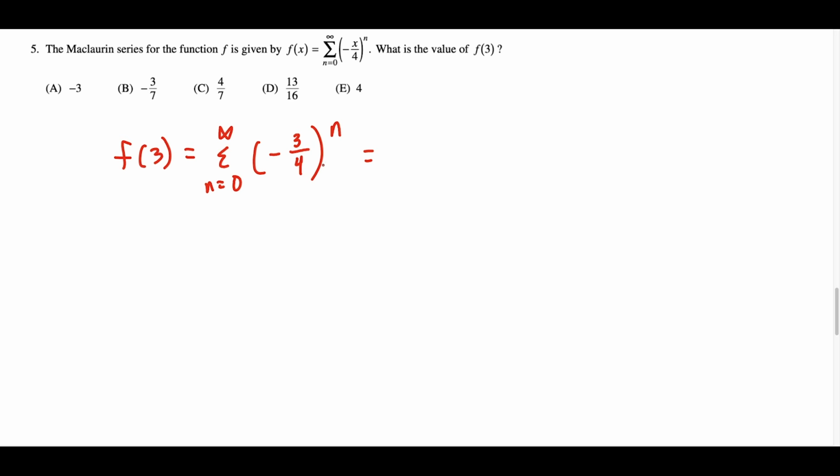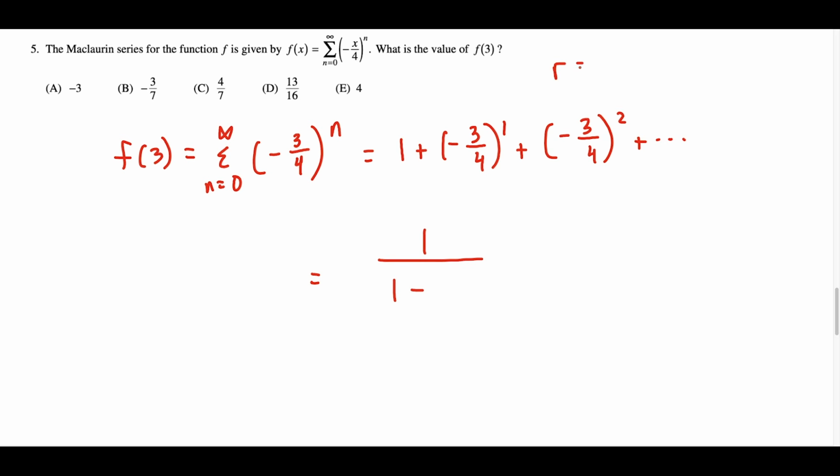But the key to evaluating this type of series, this geometric series quickly, is you have to just think about if I were to expand this, the first term I would have n to the 0, which gives me 1. But then I would have plus negative 3/4 to the first power, plus negative 3/4 to the second power, and this continues on and on. So the quick way to evaluate a geometric series is that it's equal to 1 over 1 minus the radius of the geometric series, which in this case is negative 3/4. So I'm just doing 1 over 1 minus negative 3/4.